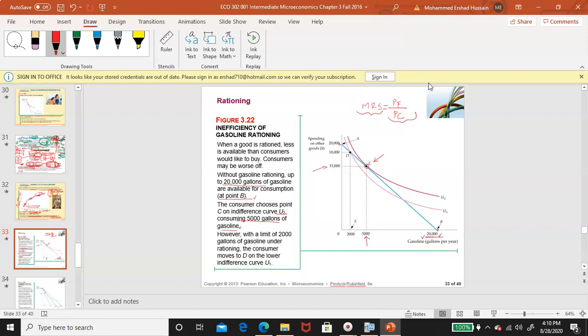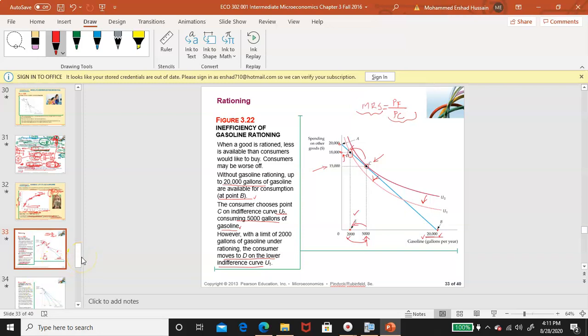However, with a limit, now suppose the government comes and introduces this limit, right? With gasoline rationing, the consumer moves to D on a lower indifference curve. So the consumer can only consume 2,000 gallons, and the rest of the money he can now spend on food. But yet he is now moving from C to D, right? If you look, D is on a lower indifference curve, which means that he is actually worse off satisfaction-wise, right? He wants to consume more gasoline, but he cannot, so now he is worse off. So he is on a lower indifference curve.